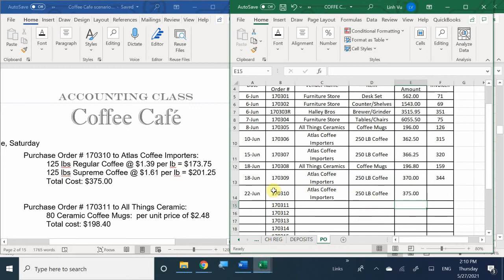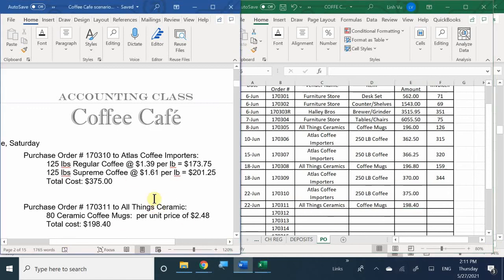And while we're at it, we also put in another purchase order on the same day. Purchase order number 170311 to All Things Ceramic for 80 coffee mugs. Ooh, what did I do? Control Z. Because I have coffee, coffee, coffee. I just put coffee mugs and then the estimated amount of 198.40. Okay. And then I'll take care of that one.